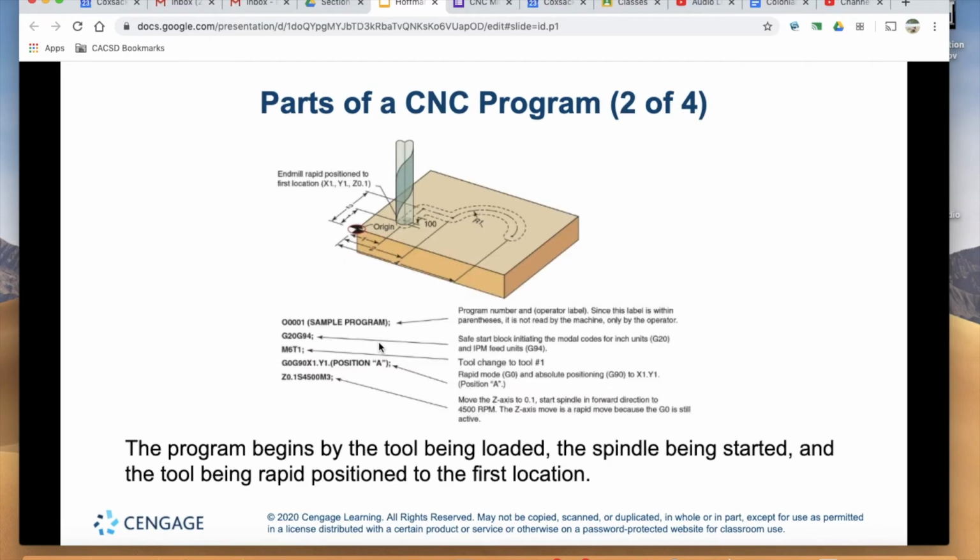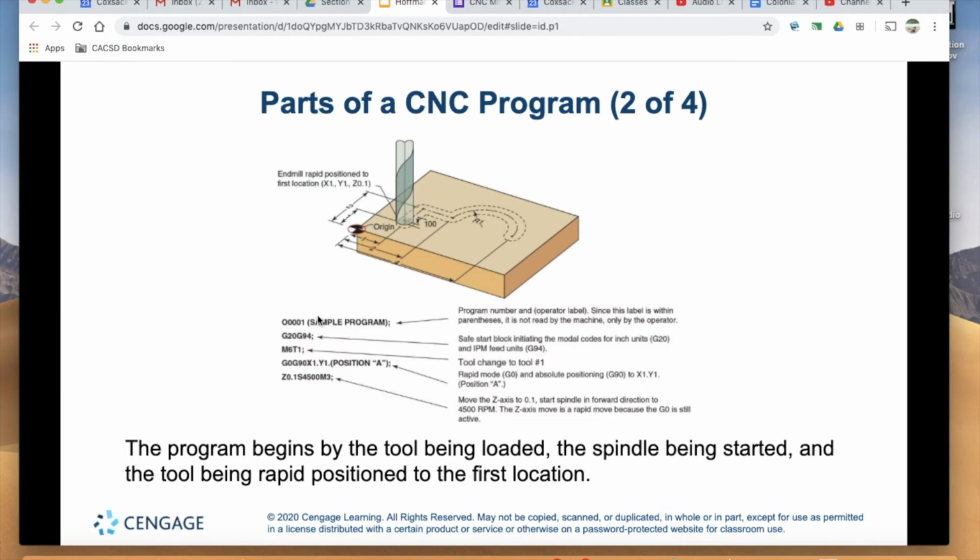Now we'll take a look at how a program is broken down. So the way we begin most CNC programs, the program is going to begin by the tool being loaded, the spindle being started, and the tool being rapid positioned at the first location. So in this example, you can see that we have a program number and a program name. The program name is going to be in those parentheses, and that's going to let the operator know what that program is going to be doing or what part it's going to be making, and the machine is going to be reading the program number.